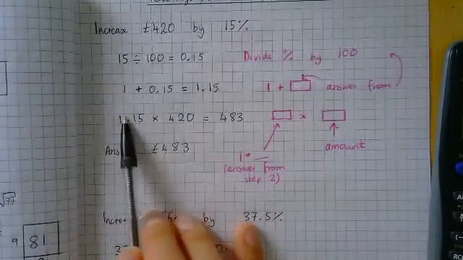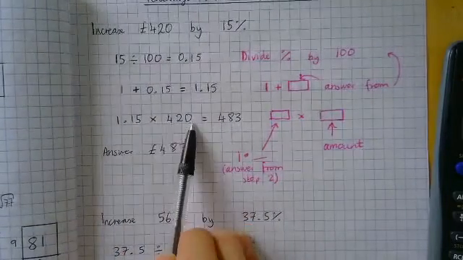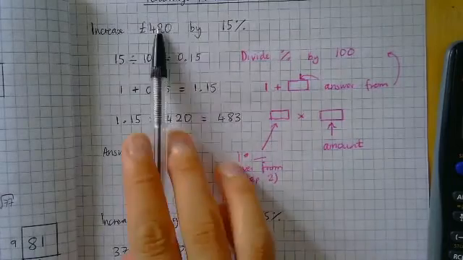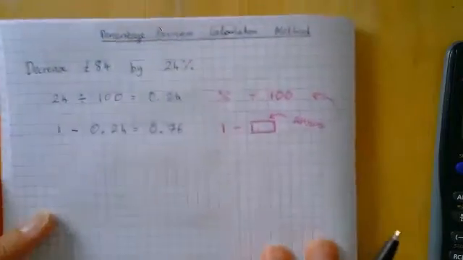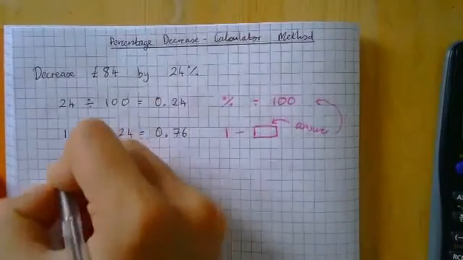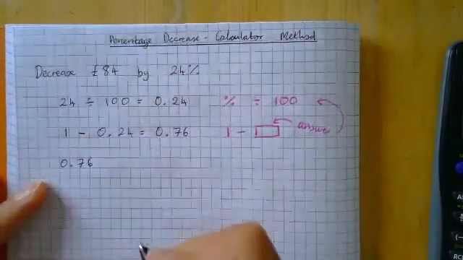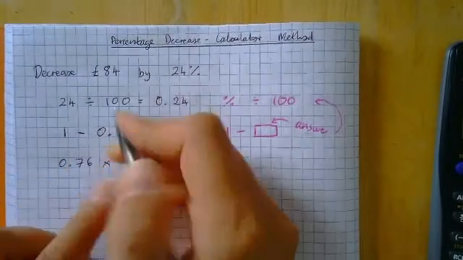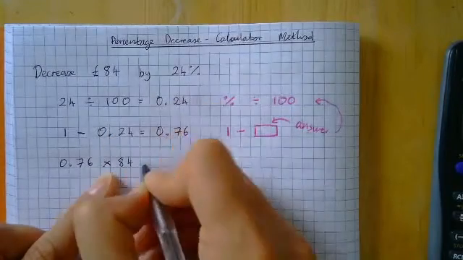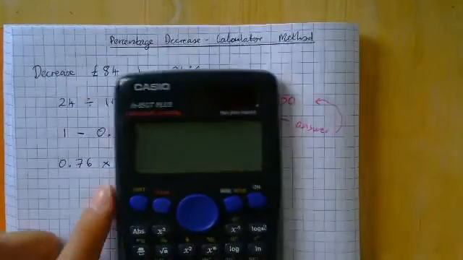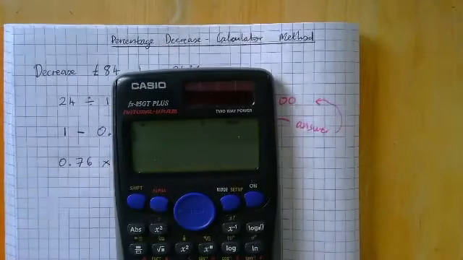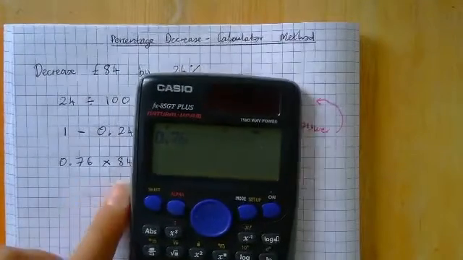And then just like in the last one, what did we do? We did our answer to this part and we times it by 420, which was the amount. So we did our answer times amount. And that is exactly what we're going to do here. So I'm going to do my answer, which is 0.76. I'm going to times it by my amount, which is 84. Now, hopefully, when we type this in, we'll get an answer that's smaller than 84, because we're having a sale. We want the prices to be cheaper.